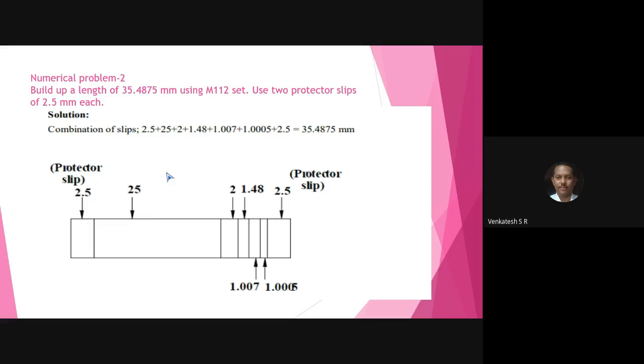And next, continue the problem. In this problem, they used two protector slip gauges. So for that reason, write down, use two protector slip gauges of 2.5 millimeter each. You use two protector slip gauges at the starting and in the end, so that you can avoid the wear and tear damage on the surface of the slip gauges.